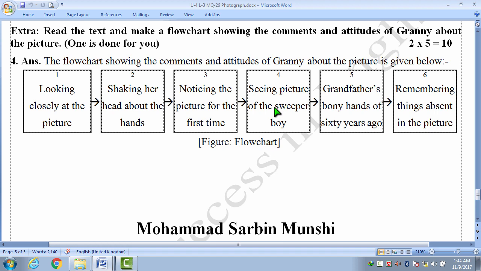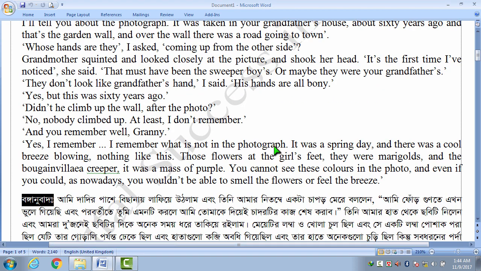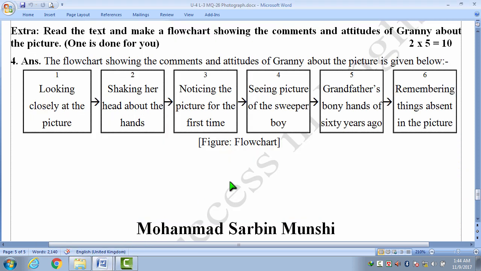Seeing the picture of the sweeper boy, এখানে এই তথ্যটা আছে that must have been the sweeper boy's. হ্যাঁ, ওই হাতগুলো হয়তো সুইপার বয়ের হতে পারে। এই জন্য আমরা তথ্যটা লিখেছি seeing, see ভার্বের সাথে ing এনেছি, বাইরে থেকে এনে seeing picture of the sweeper boy। ফিফথ নম্বর বক্সে আমরা লিখেছি grandfather's bony hands of 60 years ago.